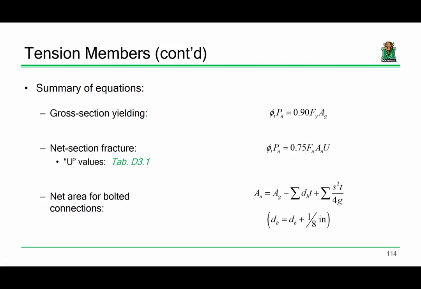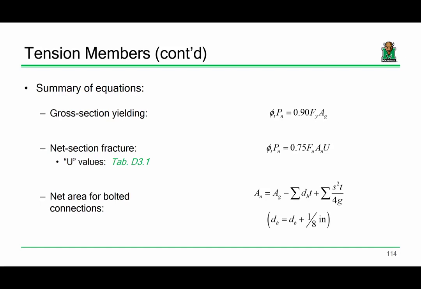If you recall, last time, first I think we beat gross and net area into the ground. I think by now you should be pretty good on that. Last time we discussed in pretty significant detail what you need in order to compute U-values, shear lag factors. And we're going to exercise that today in our example. But I wanted to start off on slide 114 because this is a nice concise summary of all of the formulas that you need for tension members, at least so far.